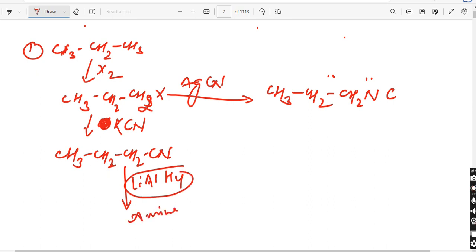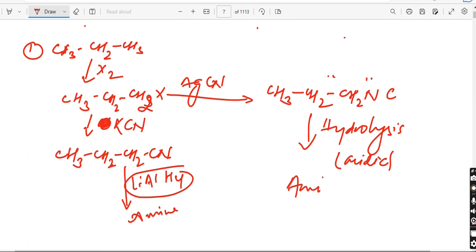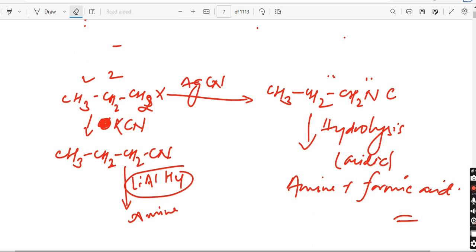Upon using LiAlH4 over here, this will be converted to amine, right? Upon hydrolysis of this one, which hydrolysis? Acidic hydrolysis you have to do to convert this into amine plus formic acid. We have already discussed this one, right? So we are done studying how to convert. So let us revise once.